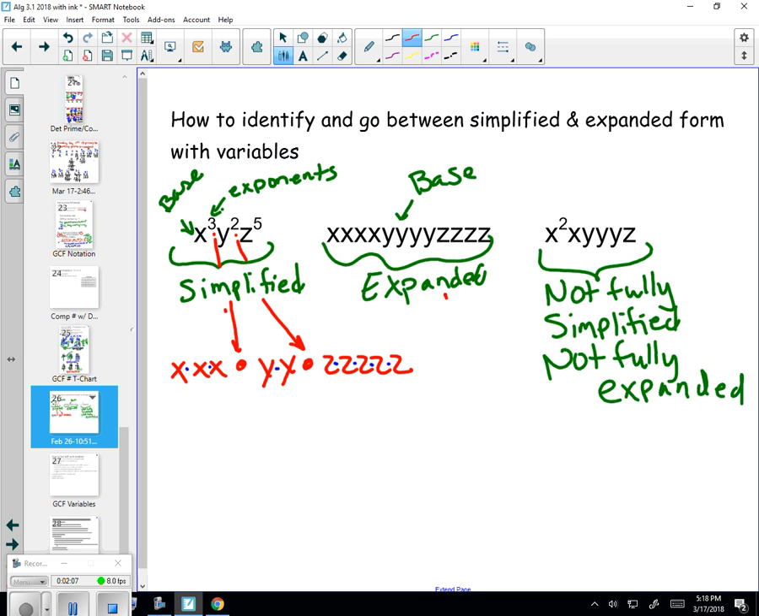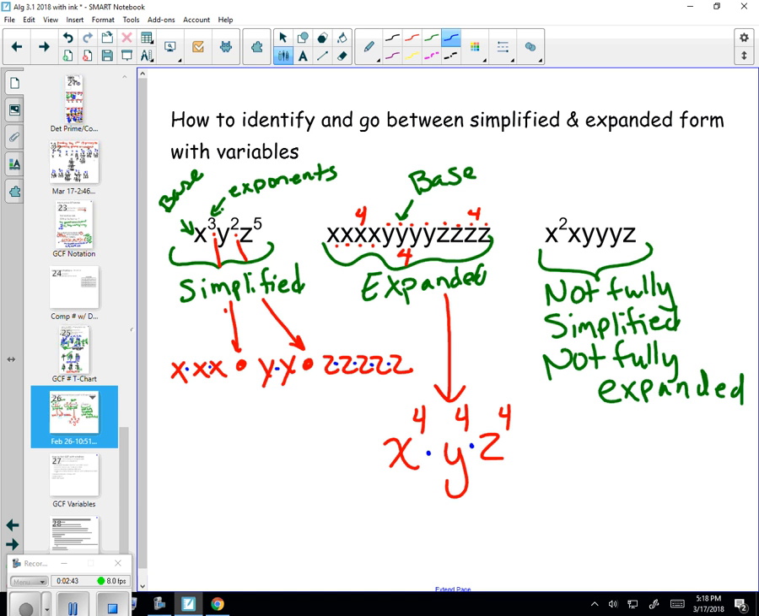Let's simplify the expanded. Here we have to see how many x's do we have. 1, 2, 3, 4. There are 4 x's. So I have x multiplied 4 times. How many y's? 1, 2, 3, 4. There are 4 y's. I have y being multiplied 4 times. 1, 2, 3, 4. There are 4 z's. Z is being multiplied 4 times. Remember, there is a hidden multiplication in between each of those.